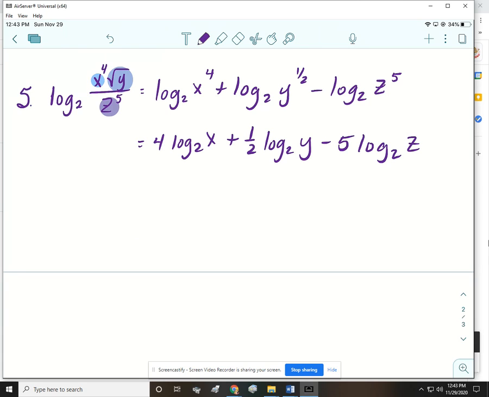All right, so let me give you guys your assignment. This uses all of the rules. So it kind of starts off with some vocabulary, some matching, and then change of base, and then starts getting into the product, quotient, and power rules.